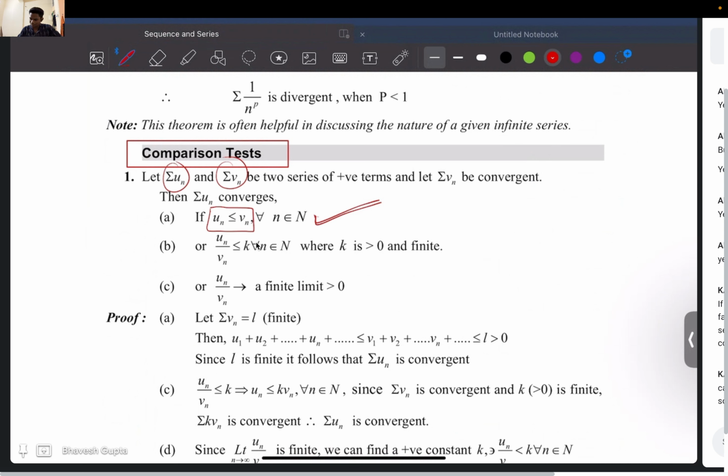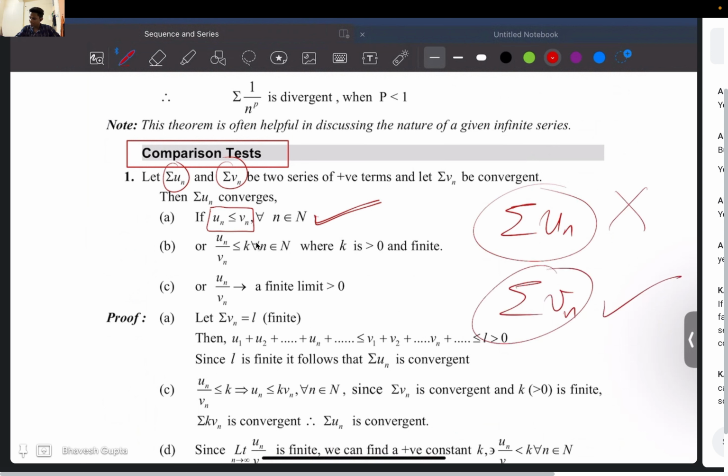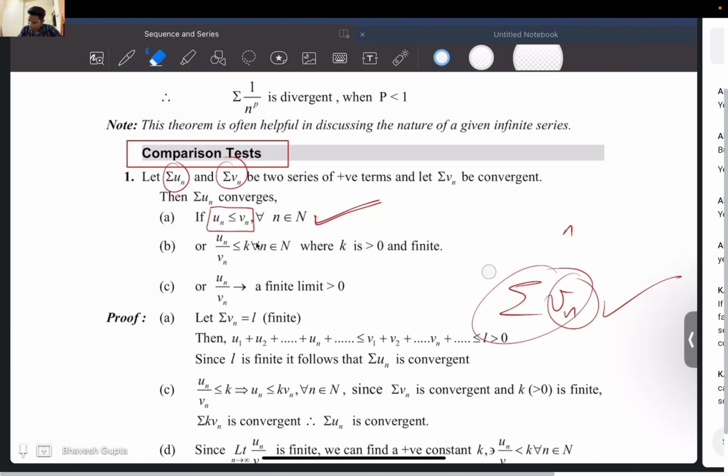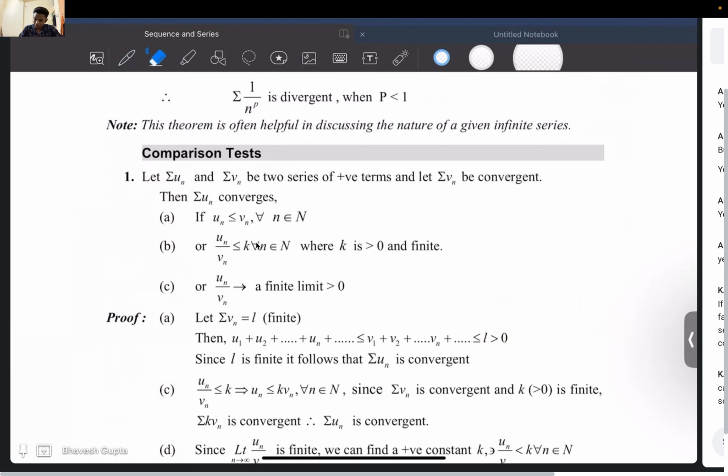For example, you have a series and you don't know about its convergence, but you know the convergence of another series. By doing a simple comparison of the terms, you can comment on the convergence of the original one. Here is one example in which they have considered the summation Vn to be convergent, and they want to check whether the summation Un is convergent or not.